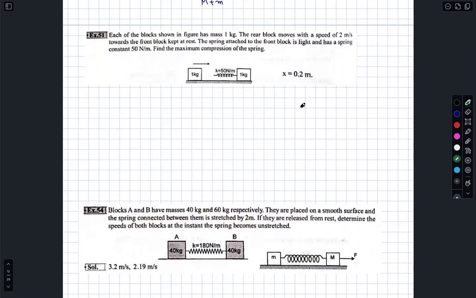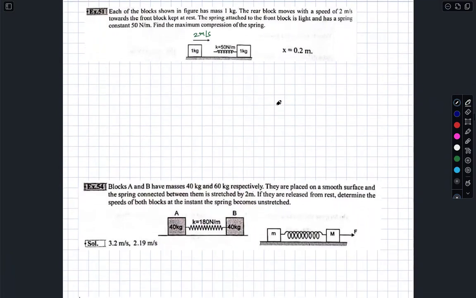Now they are asking something. Each of the blocks shown in the figure has mass 1 kg. The rear end block moves with a speed of 2 meters per second towards the front. K is given. Find the maximum compression of the spring. Now, there is no external force here. Then you can conserve energy in C frame.